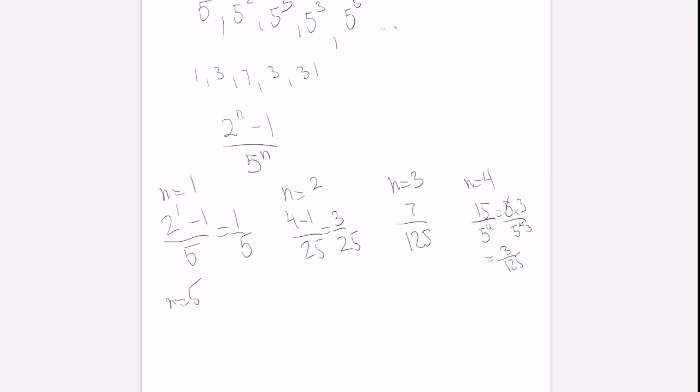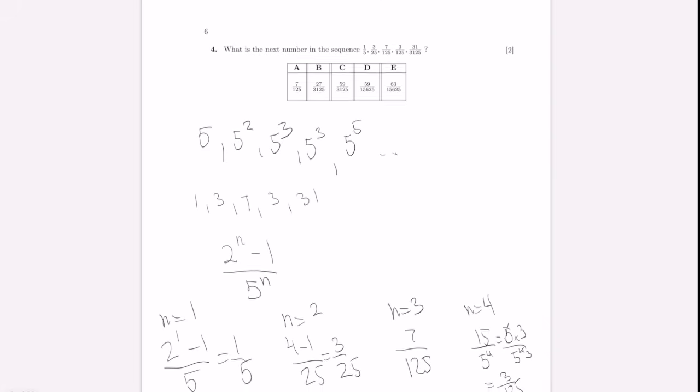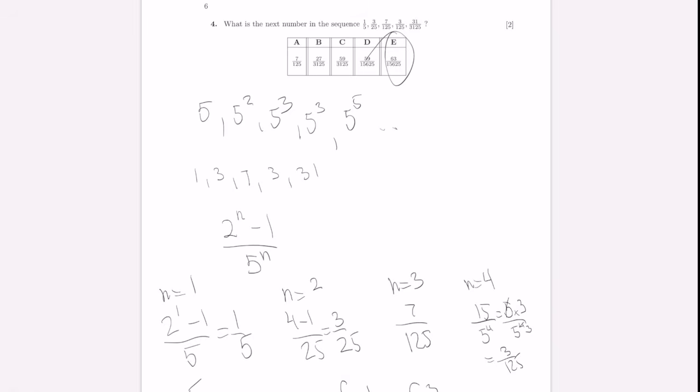It does work. It does end up giving us 31, because 2 to the power of 5 take away 1 is just going to be 31 divided by 5 to the power of 5, which is 3125. The easiest way to select the next one is just to consider the numerator, because we're going to have 2 to the power of 6 take away 1, which is 64, take away 1, so the numerator must start off with 63. So therefore the correct answer is E.